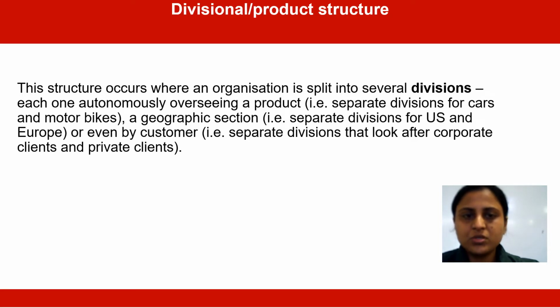Now each division is likely to have a functional structure with all the departments it needs in order to operate in its particular market segment. So divisions are likely to be run as profit centers with their own revenues, expenditures, and capital investments. Each division is a separately identifiable part of the overall organization and it is often referred to as a strategic business unit.